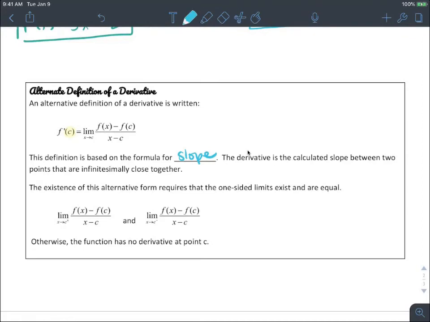So as h goes to zero, what has to happen is that the left and the right derivatives, or limits, equal each other. Basically, the slopes have to match. Otherwise, there's no derivative at that point. And that is it.